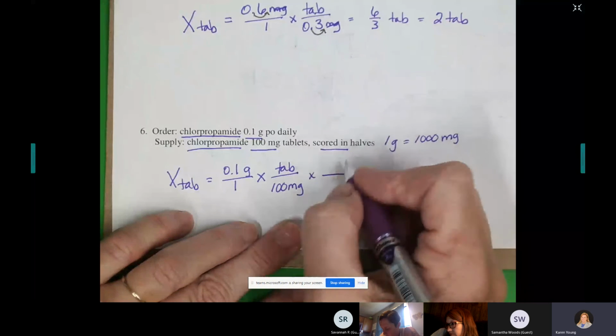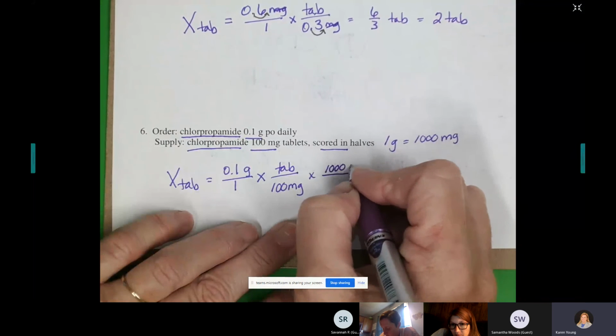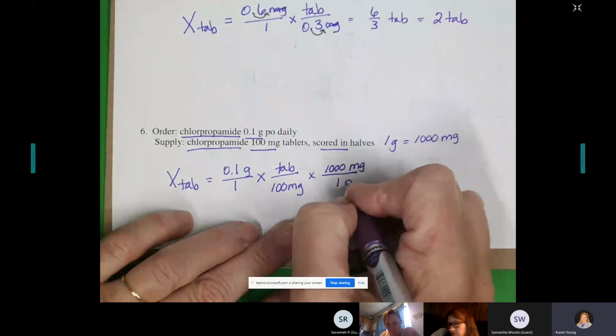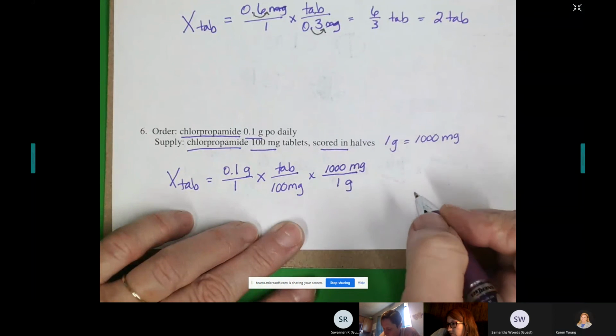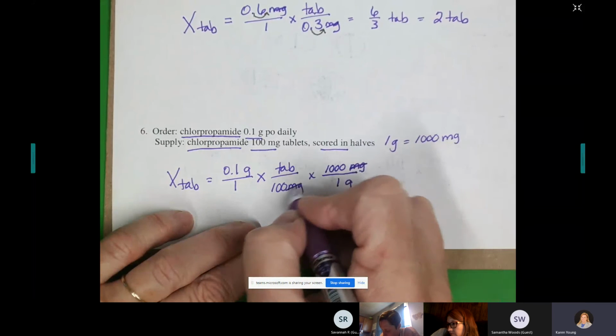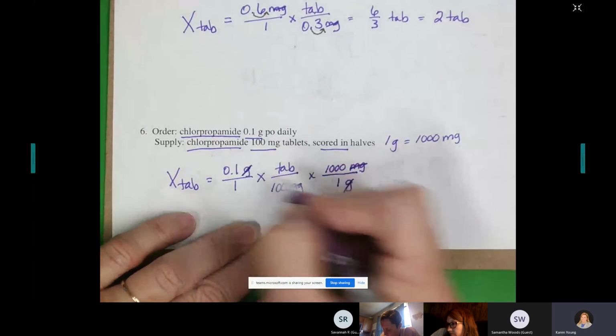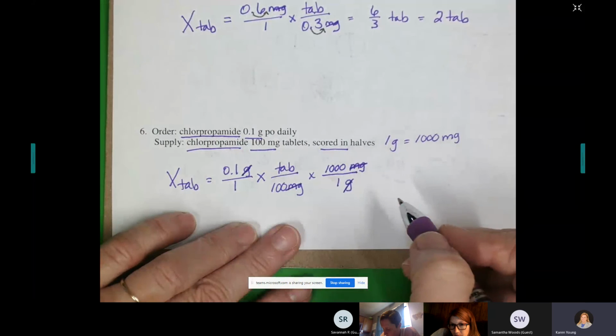So since milligrams is on bottom, milligrams has to go to the top. So the grams will go to the bottom. And then all my units will cancel. Milligrams cancels, grams cancel. And I'm left with tablets.